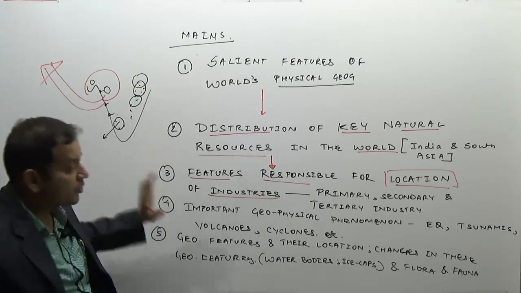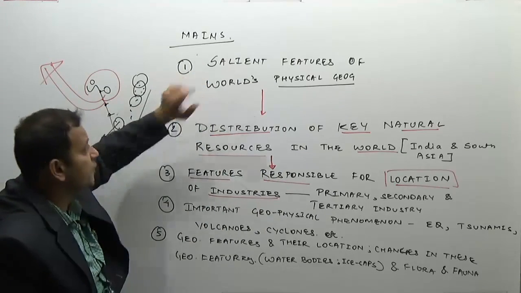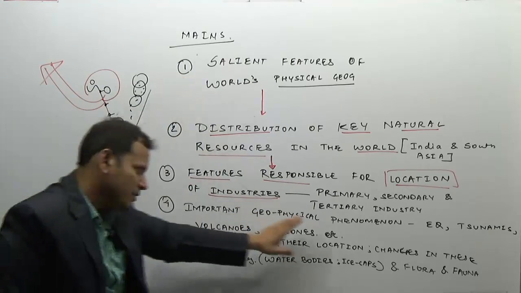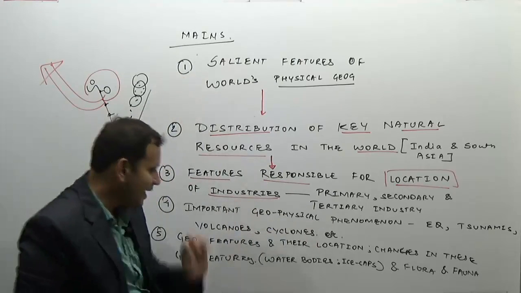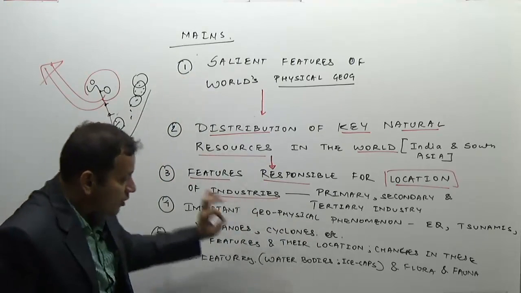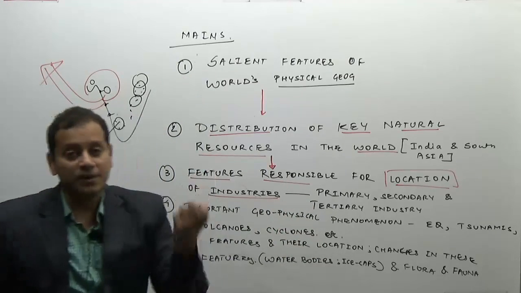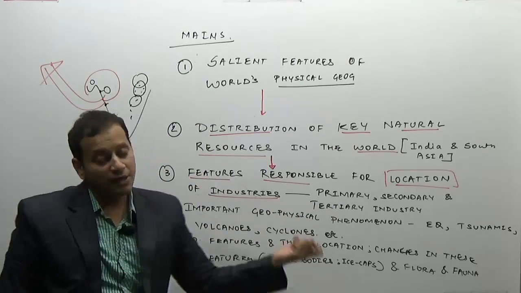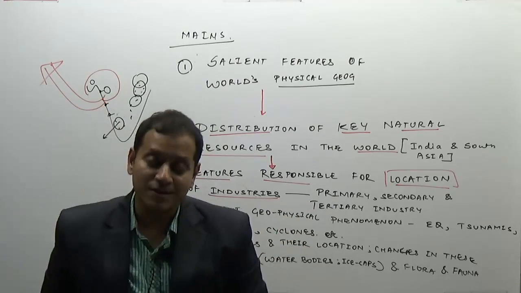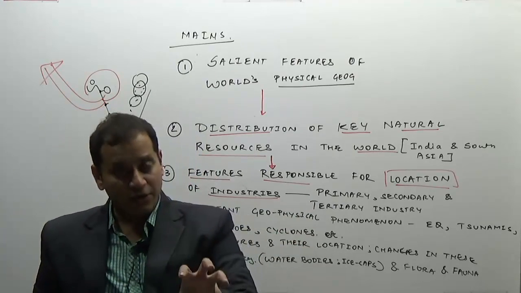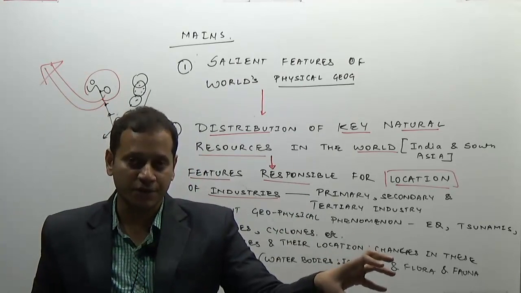The fourth point, which will already be studied in the first part, is the important geophysical phenomena. Lastly, some geographical features: some of the issues we'll study separately, and some of this we'll study along with the physical geography, that is, along with the climate. For example, in climatology, we'll study the impact of climate change.